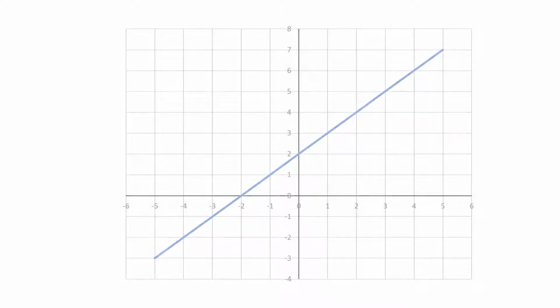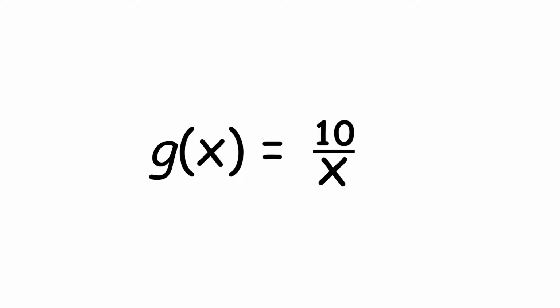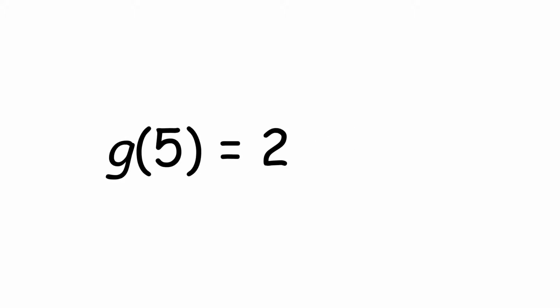Okay, let's look at a different function. This time the function is called g, and g of x is 10 divided by x. So, g of 5 is 10 divided by 5, which is 2. What happens if we try to use the function with an x value of 0? Well, anything divided by 0 is undefined, so the function is undefined for an x value of 0.